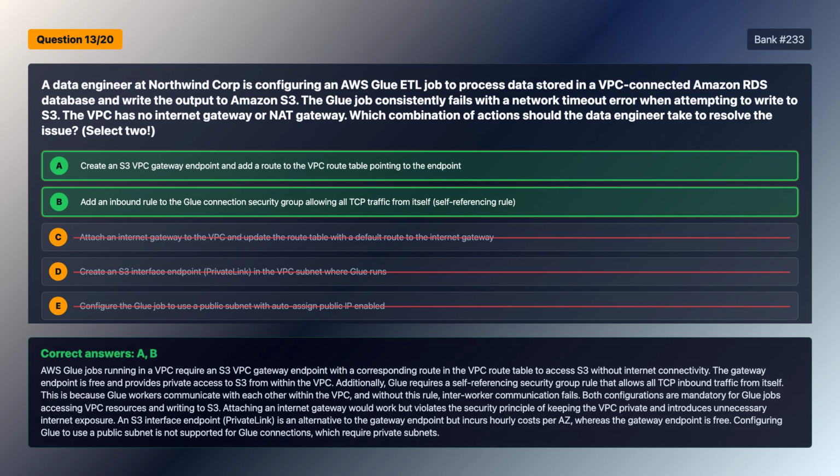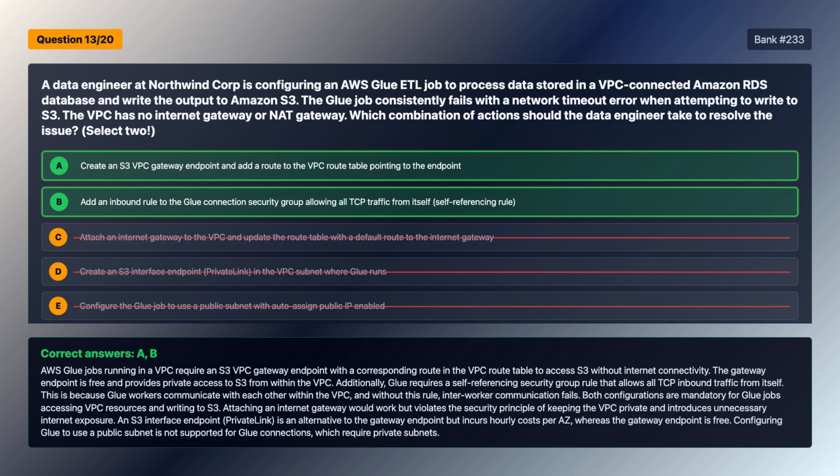The correct answers are Option A and Option B. AWS Glue jobs running in a VPC require an S3 VPC gateway endpoint with a corresponding route in the VPC route table to access S3 without internet connectivity. The gateway endpoint is free and provides private access to S3 from within the VPC.